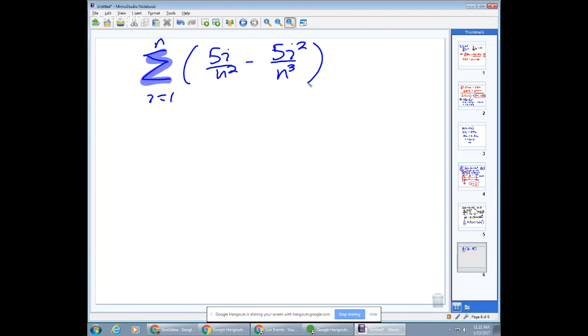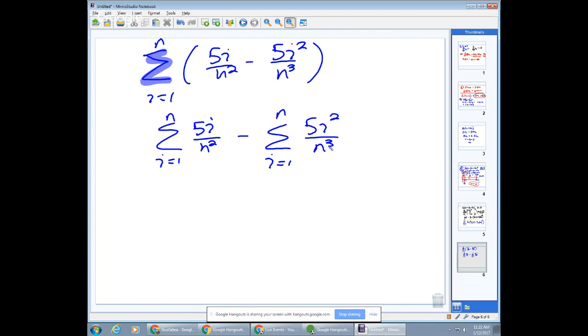All right. We have a rule that says we can break a sum of a difference. So I can break this into parts. This would be the sum as i goes from 1 to n of 5i over n squared, minus the sum as i goes from 1 to n of 5i squared over n cubed. Now I can think about these guys individually. So I can just do the one on the left first. Are there any constants I can pull out of the one on the left?